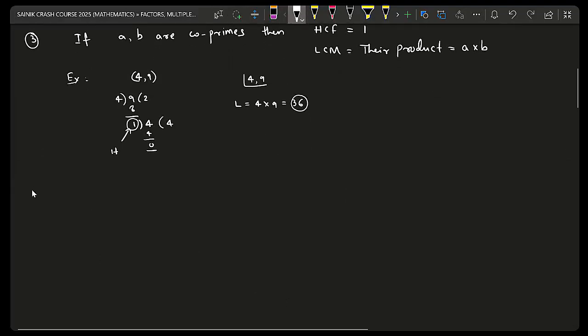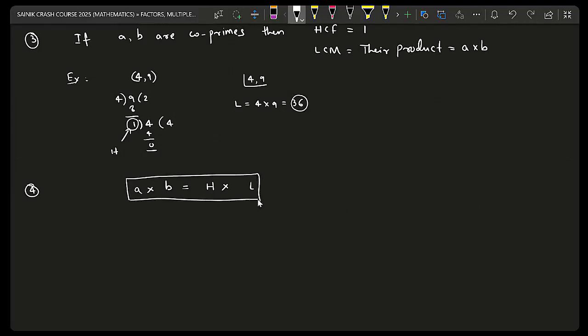And next, the important property. Suppose you are given two numbers A and B. You found their HCF and also you found their LCM. Whenever you multiply the numbers A and B, and whenever you multiply their HCF and LCM, the products are always going to be equal. So this property you will write in words: product of numbers is always equal to product of their HCF and LCM. Let's take an example to understand.